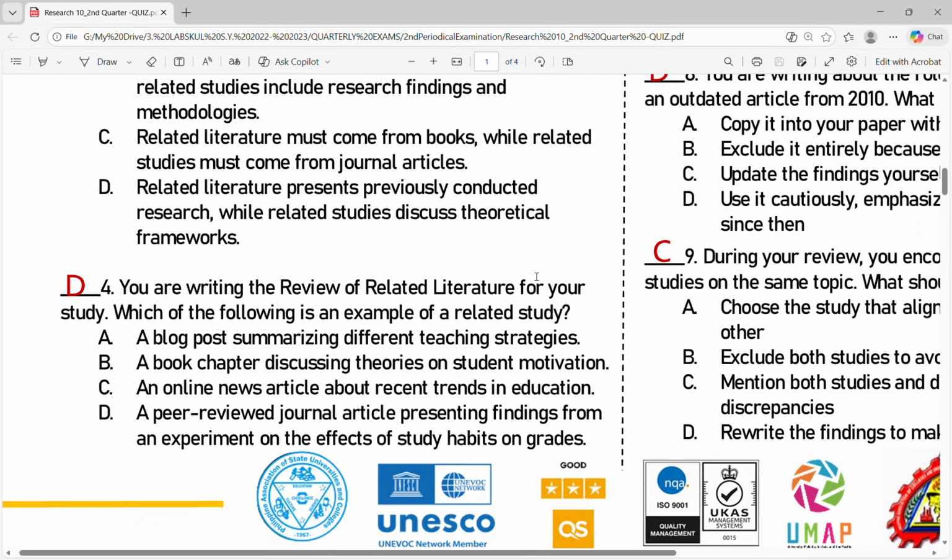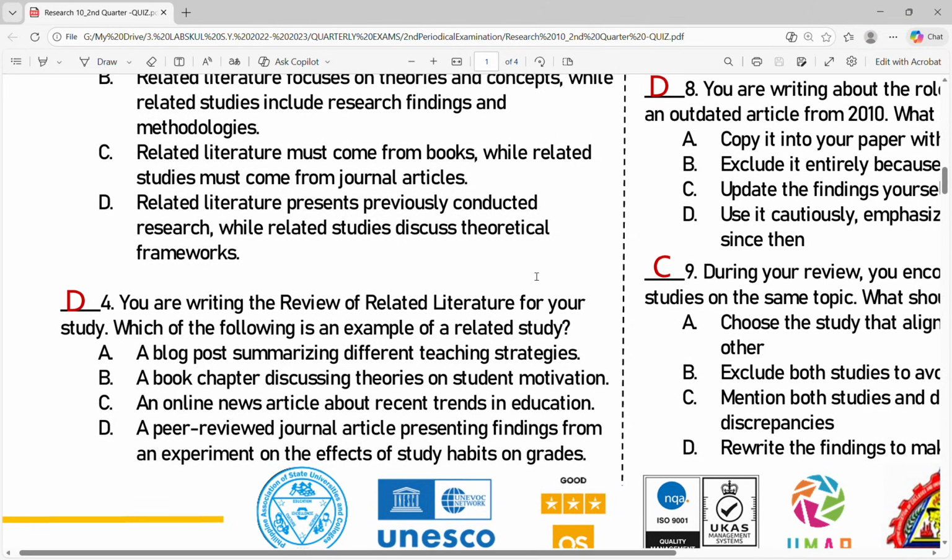Again, you have realized earlier that related studies would include research findings and methodologies. And I think we also have a keyword that we can see in letter D, a peer-reviewed journal article presenting findings from an experiment on the effects of study habits on grades. So the answer in number 4 is letter D.